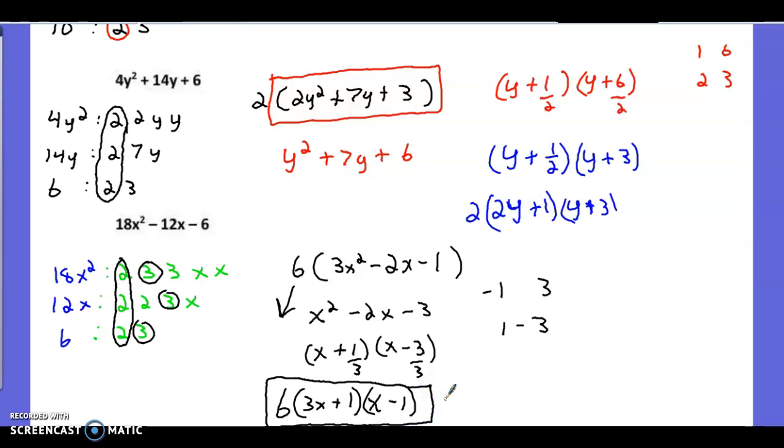All right, these are a little more involved because of this first step with taking out the GCF, but once you do that, you're basically just factoring this inside like we did on the previous notes section.